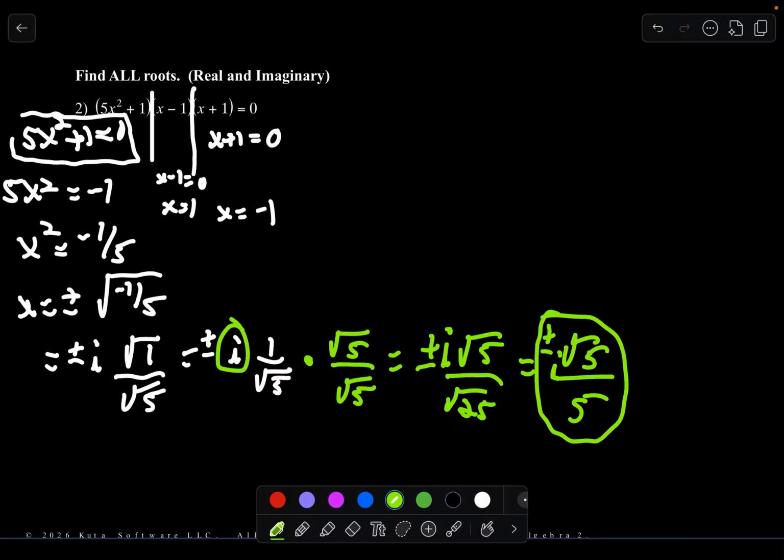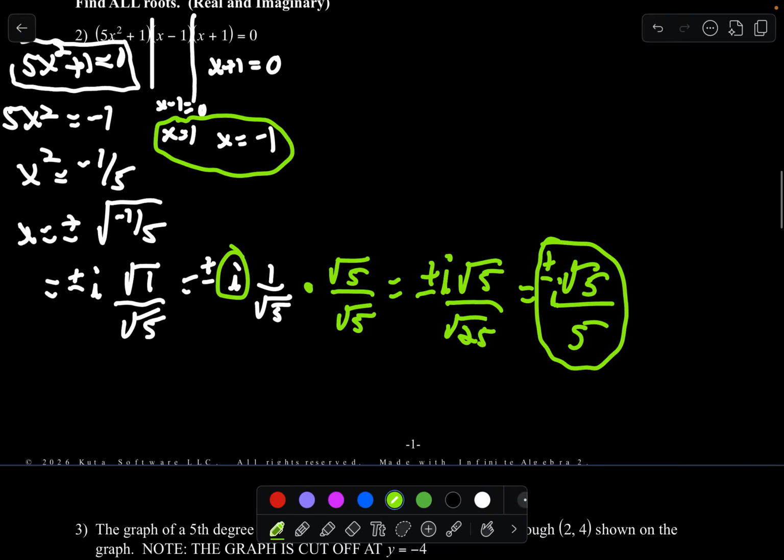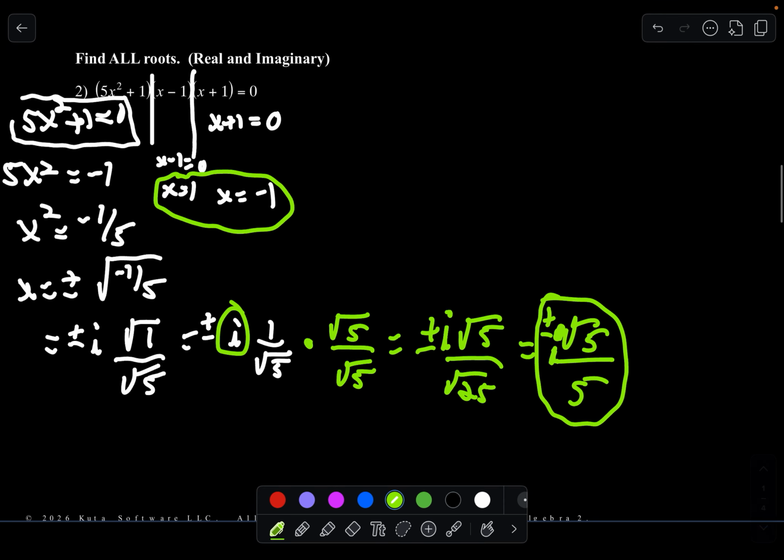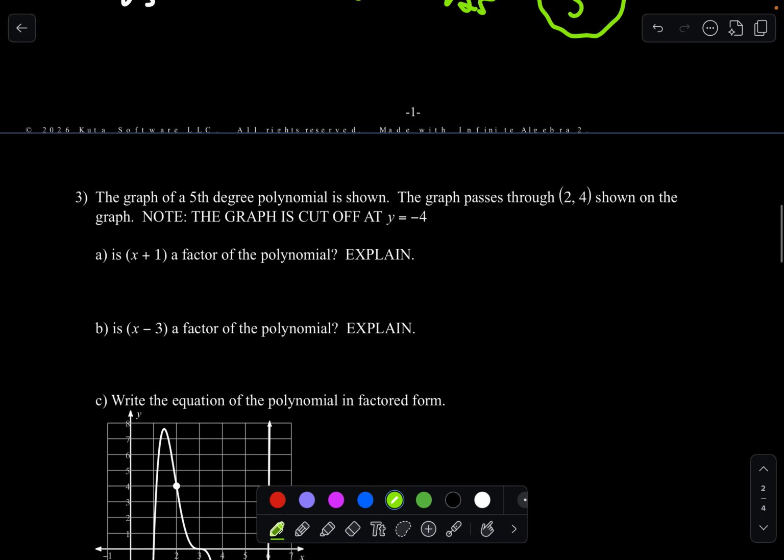All right, there's 1 zero, and there are 2 other zeros here. So there's 2 real zeros, 2 real roots or x-intercepts, and 2 imaginary. It's kind of hard to see the i, so let's make sure it's right there. Notice I put it in front of the radical. All right, now it's question numero dos.